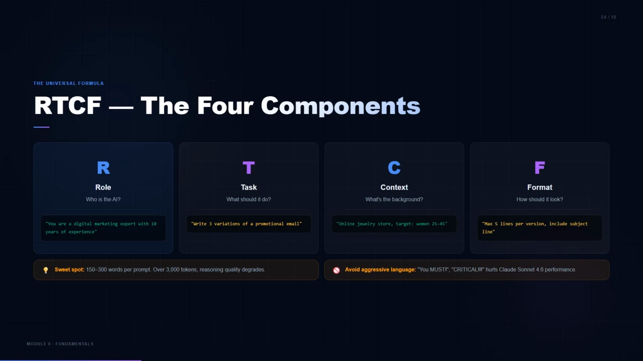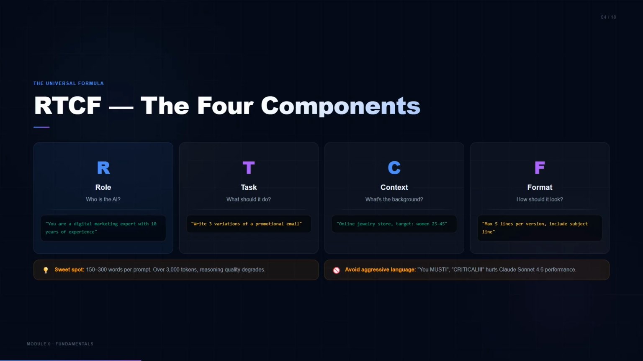Now, here is an important research finding from 2026. The sweet spot for prompt length is between 150 and 300 words. Once you exceed 3,000 tokens, the model's reasoning quality starts to decline. More is not always better. A focused, well-structured prompt consistently outperforms a long, sprawling one.